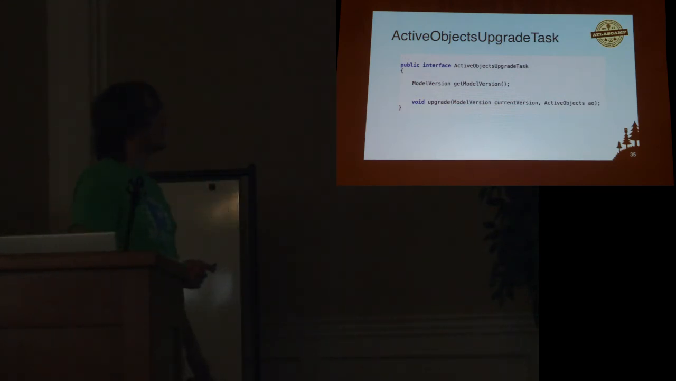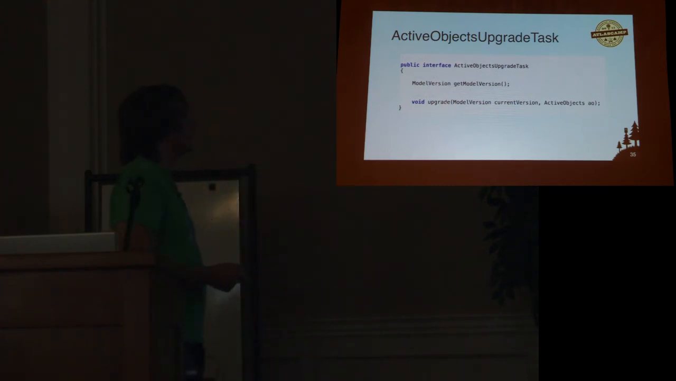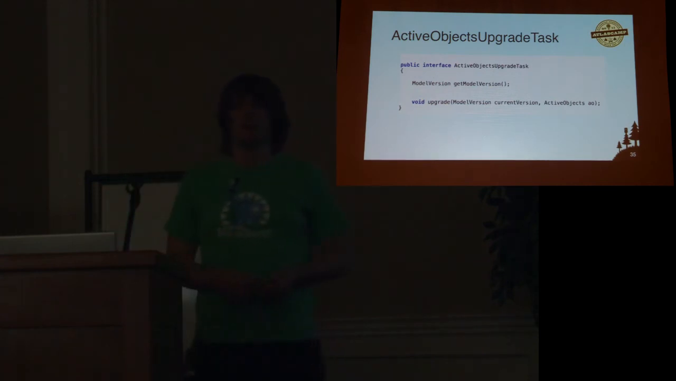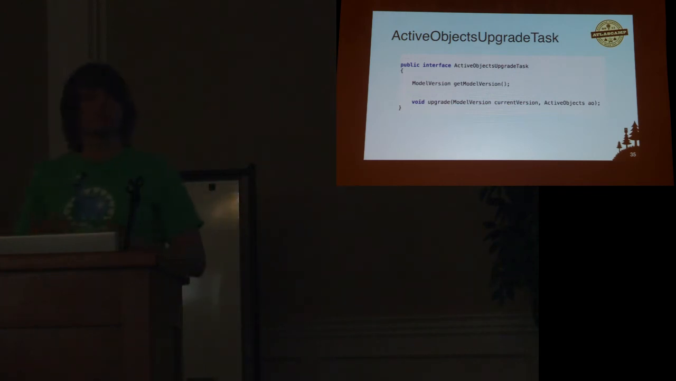This interface has two methods. The ActiveObjects upgrade task has a get model version. That is essentially what version of the model we are upgrading to, that it's targeting. And then we have an upgrade method, which is where all the logic for your upgrade happens. And you get passed an ActiveObjects service right there. And so you're able to use that as you would in your normal code.